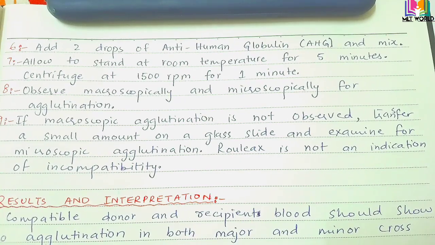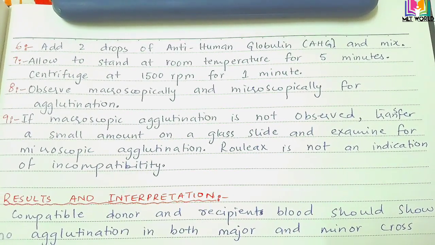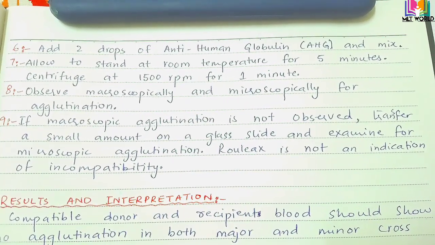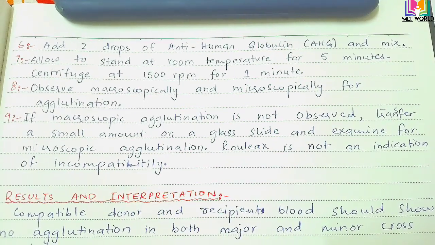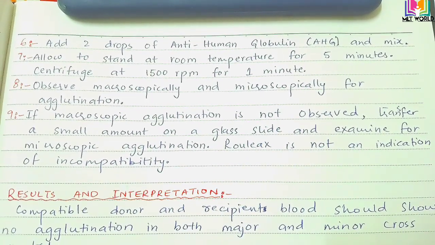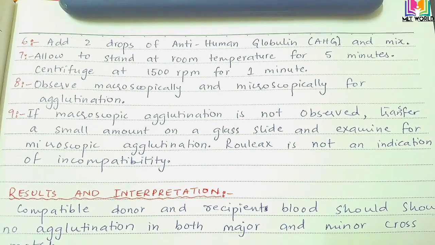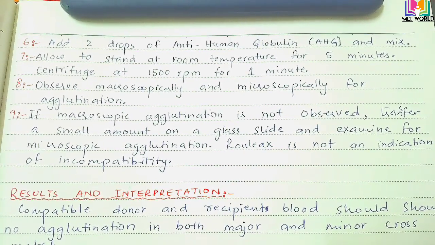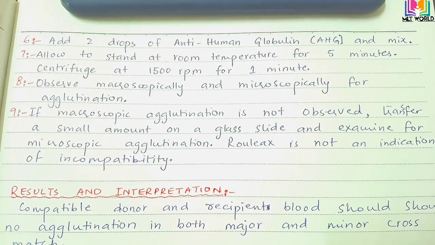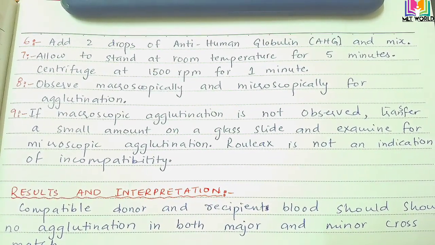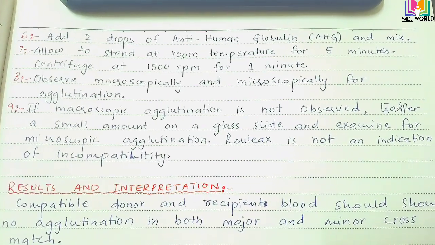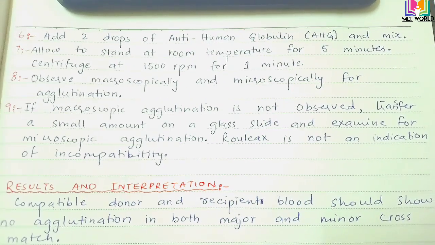Then step number 6, after washing we will add 2 drops of anti-human globulin and we will mix. After that, step number 7, we will allow it to stand at room temperature for 25 minutes and then we will centrifuge at 1500 rpm for 1 minute. After that we will observe for agglutination macroscopically and microscopically.